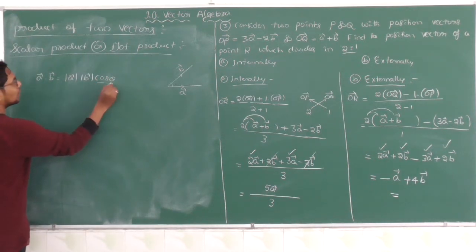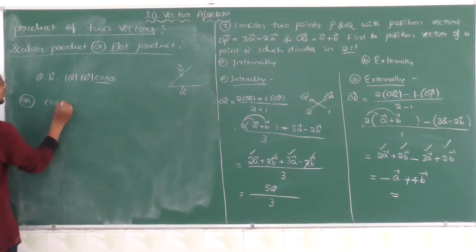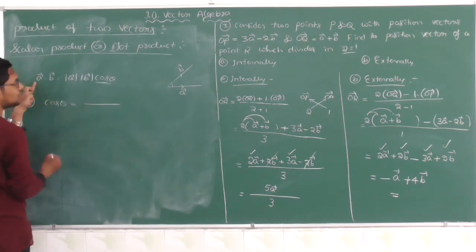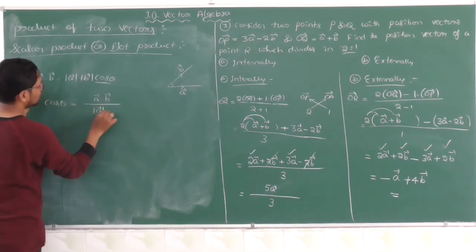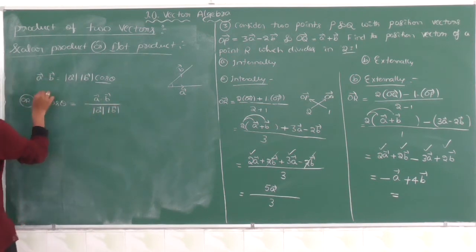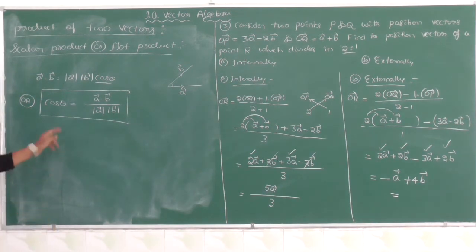You just see, here we want cos theta. This can also be written as cos theta equals, sending magnitude of A, magnitude of B to the left, it will divide A dot B, that is A dot B divided by magnitude A, magnitude B. It is the formula to find the angle between two vectors.